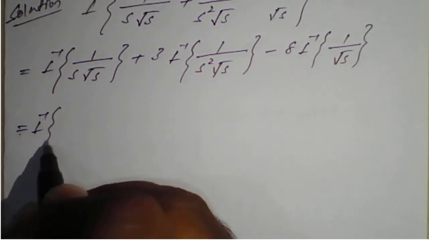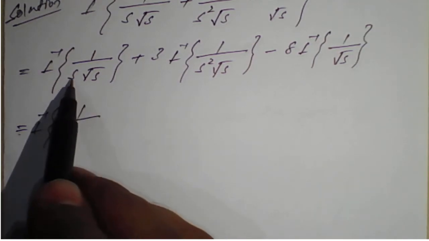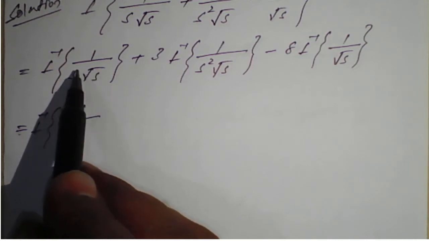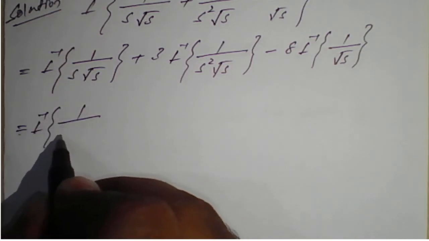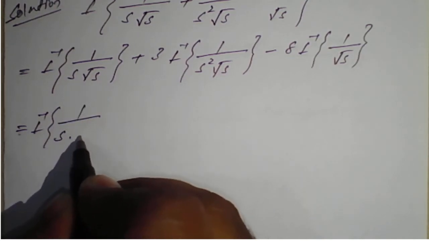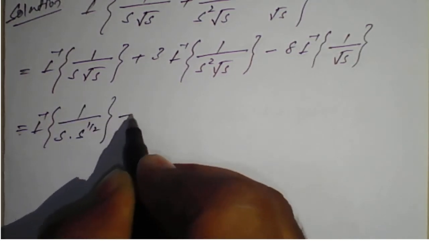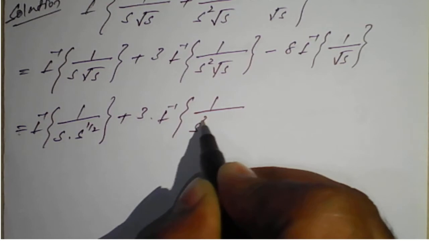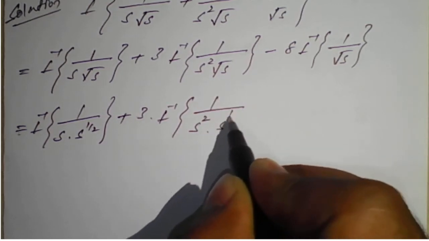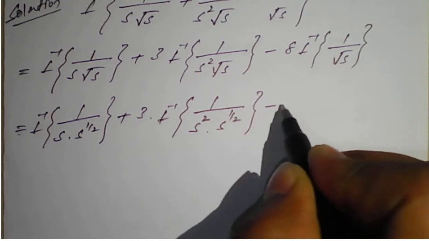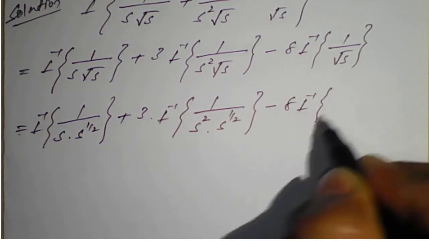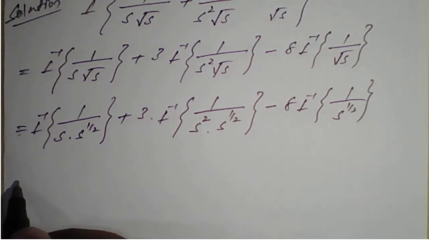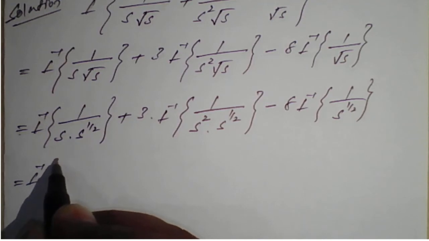So which is nothing but 1 divided by, so s power is 1 and root s can be written as what here, 1 by 2. So 1 by 2 plus 1. So otherwise I will write it as s into root s can be written as s raised to 1 by 2 plus 3 into inverse Laplace of 1 divided by s square root s, which is nothing but s raised to 1 by 2, minus 8 into inverse Laplace of 1 by s raised to 1 by 2. Now we'll simplify this by using exponent properties.